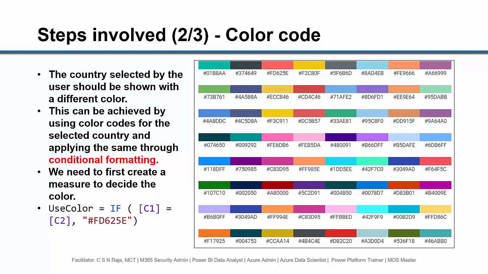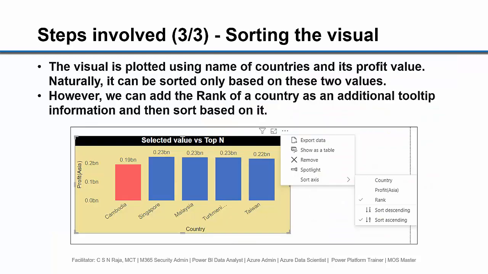Coming to the color code of the selected country, we have color codes and that can be applied through conditional formatting. And we just need a simple logic to identify the name of the country which is being selected by the user in the slicer.